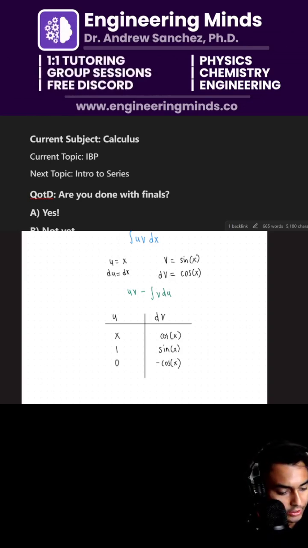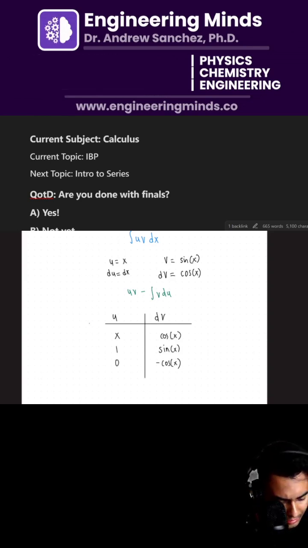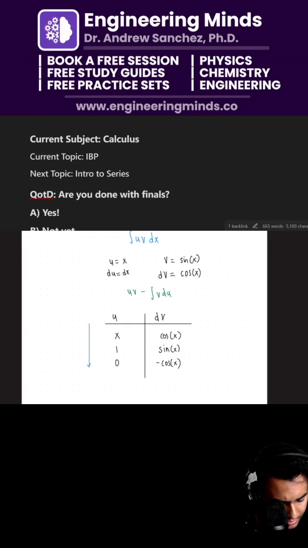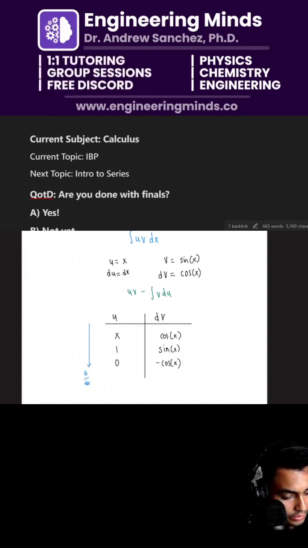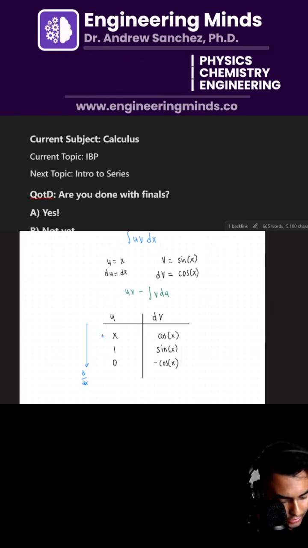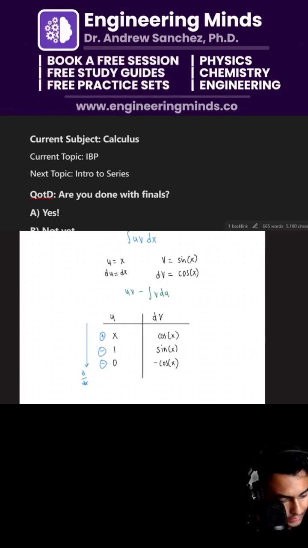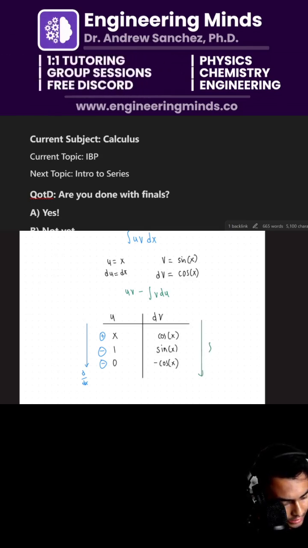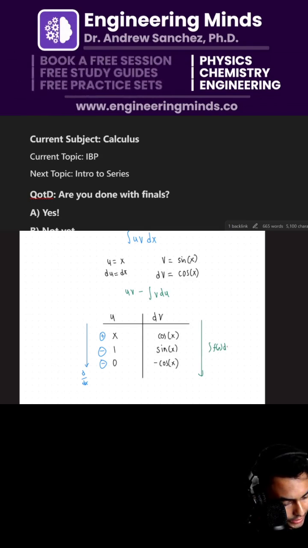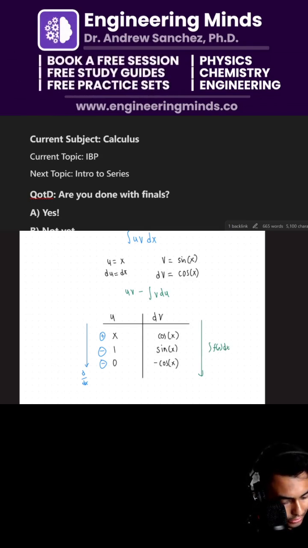And then on the left-hand side, once again, we're going to differentiate and take the derivative. Wait, we already did that. And then we're going to do plus, minus, plus. On the right-hand side, we integrate. We already did that. So all we have to do is tack these on.